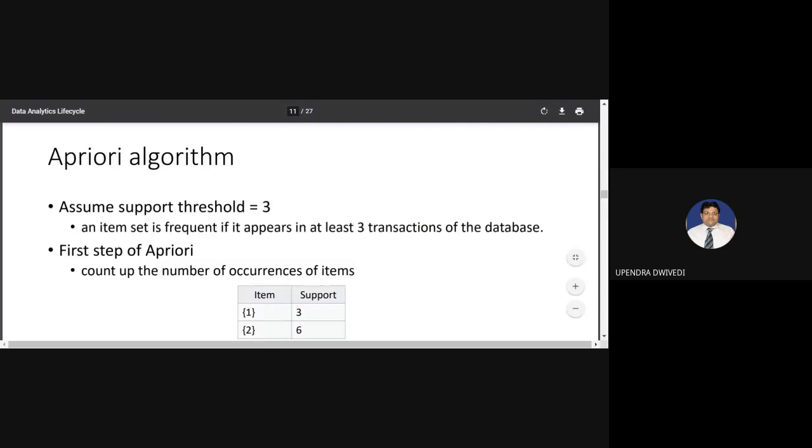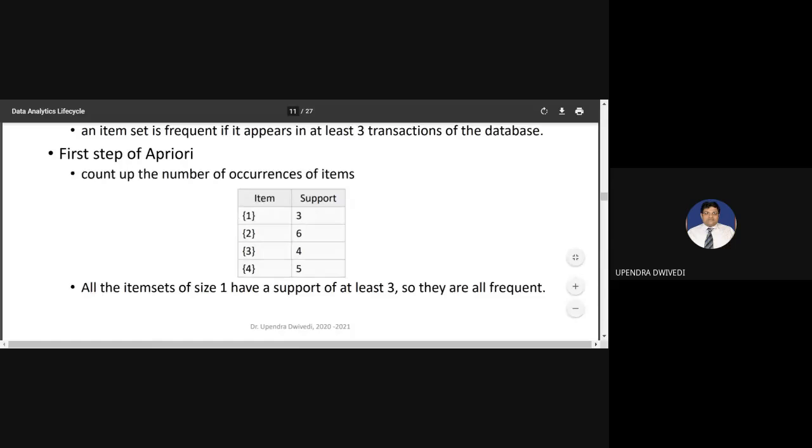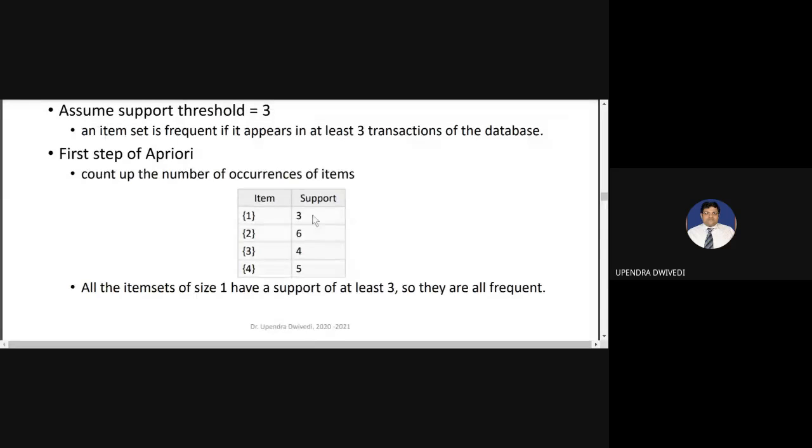Now in this table, you can find each item and its number of occurrences within the data set. Let us call this the support of that particular item. We assign the number of occurrences retrieved from the given data set as the support of the item. So item 1 has a support of 3, item 2 has a support of 6, item 3 has a support of 4, and item 4 has a support of 5.